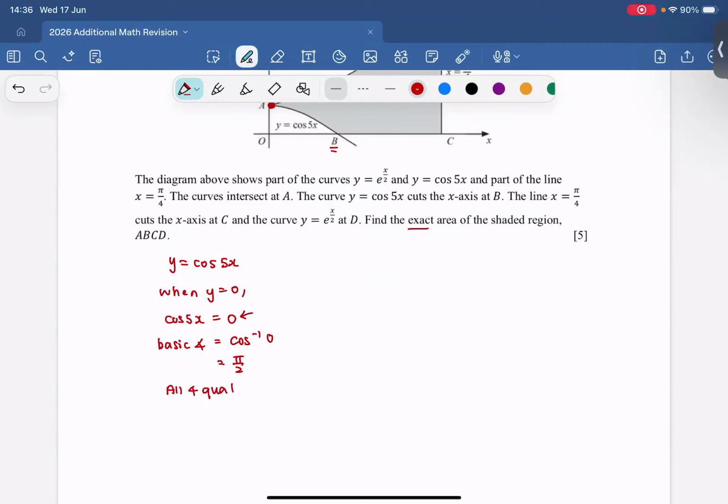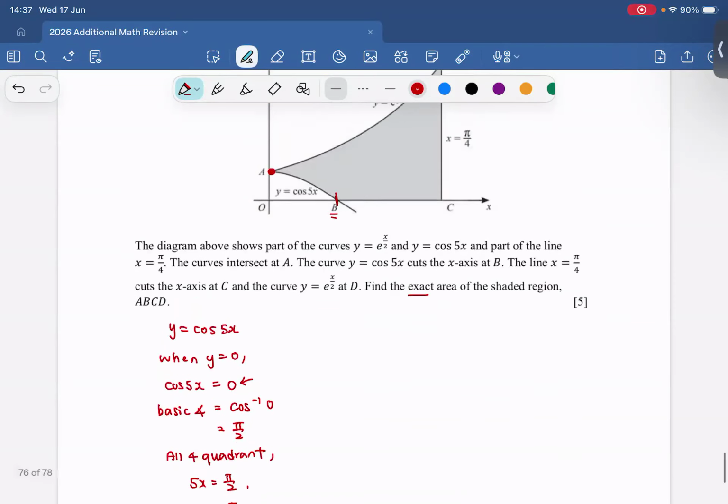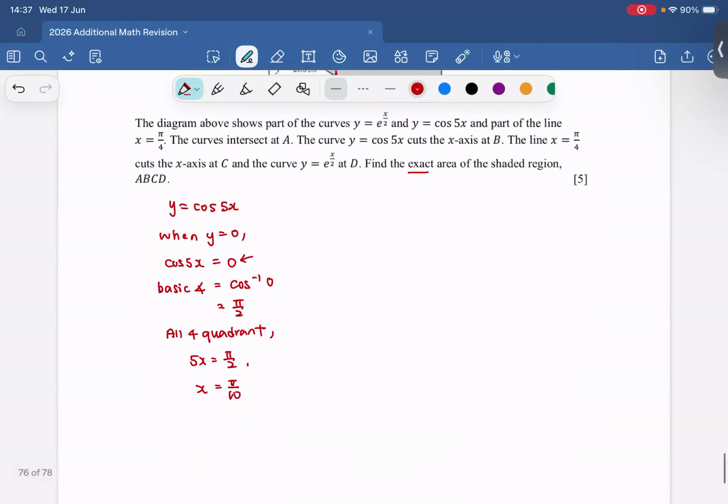But I only want the first answer, so I don't need to bother so much. So actually just 5x equals pi over 2. By right, there are more answers, but it's not needed because I want the first intersection here. So x is just equals to pi over 10. What happens if I integrate this?